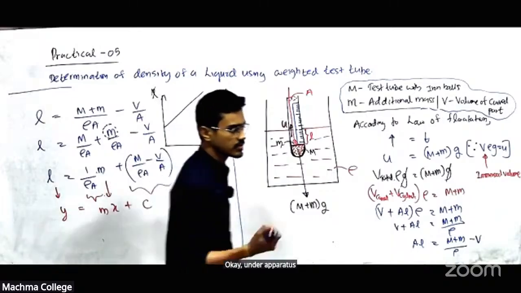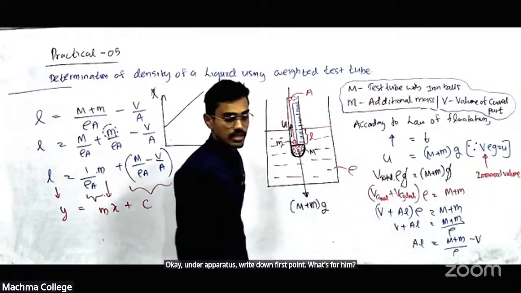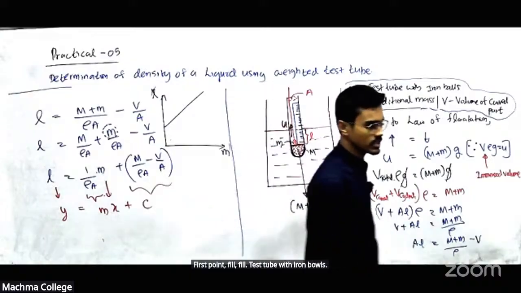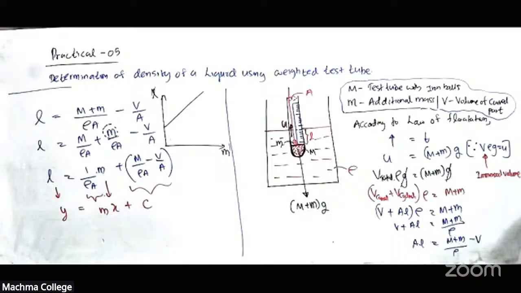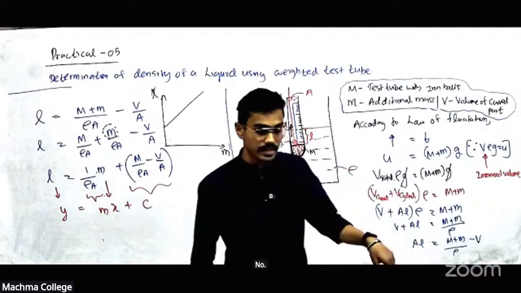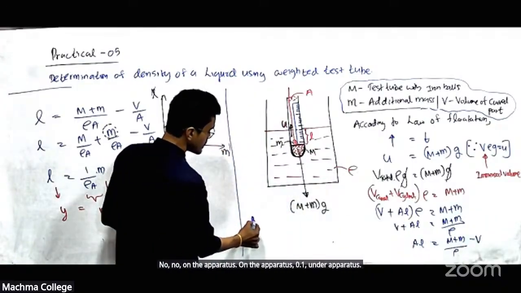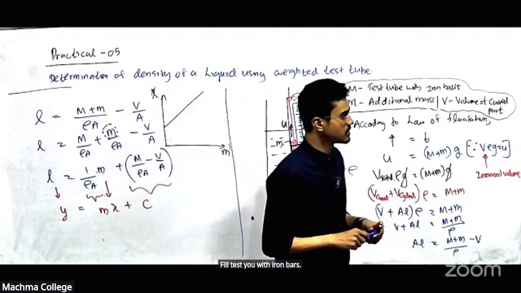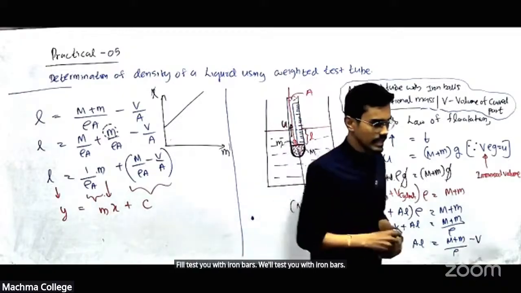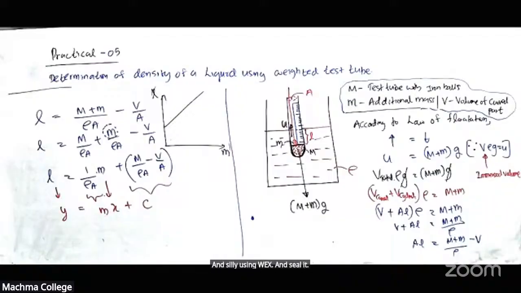Okay, under apparatus, write down the first point. Point 1, under apparatus: fill test tube with iron balls and seal it using wax.